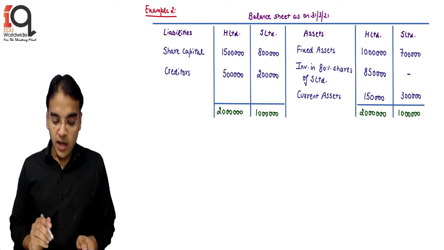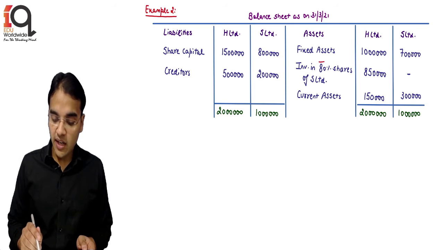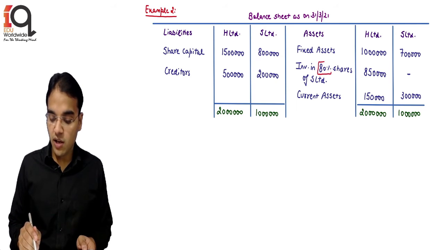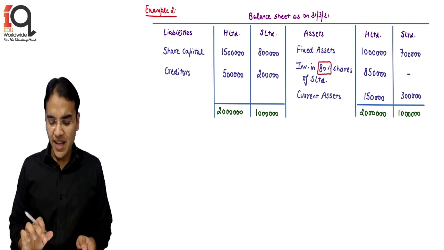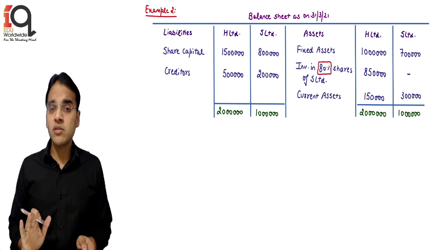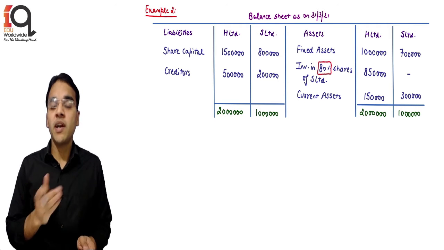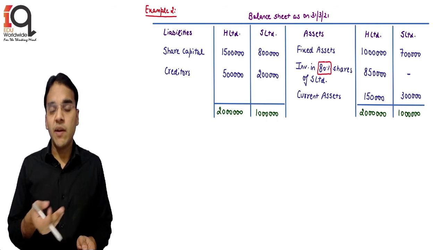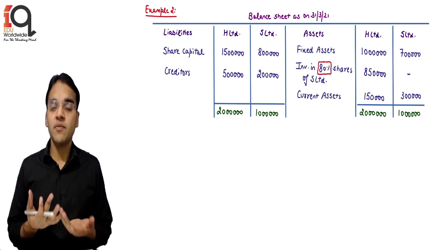So H Limited, S Limited, share capital is absolutely same, creditors are same, fixed assets are same, current assets are same, but there is one thing which is different: in the previous one it was 100% shares, in this case it is 80% shares. So is H Limited basically a holding of S? The answer is yes, because of the holding subsidiary relationship, it is because of the fact that it is more than 50%. If it is more than 50%, then obviously your holding subsidiary relationship will be there.